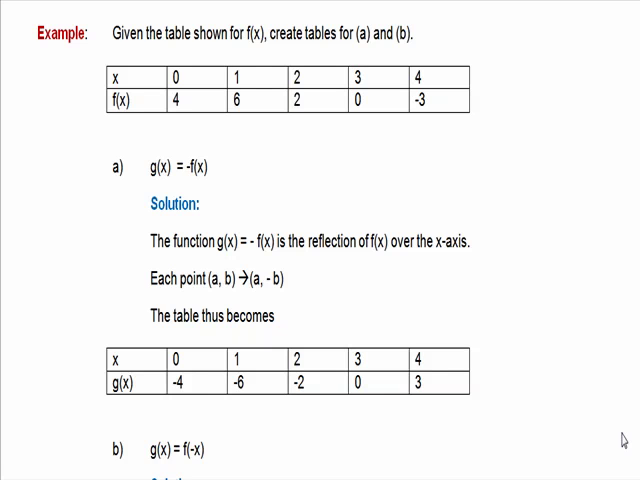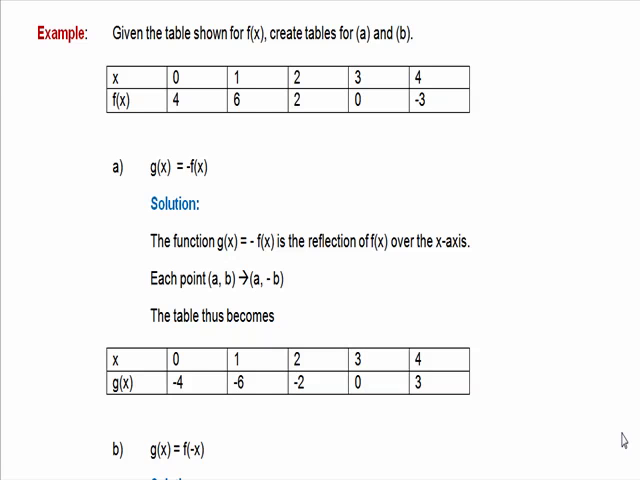Now let's take a look at an example involving tables. Given the table shown for f(x), I'd like to create tables for parts A and B. My original table is x with 0, 1, 2, 3, and 4, and f(x) with 4, 6, 2, 0, and -3. The first table I'd like to make is g(x), and I'd like g(x) to be the negative of f(x).